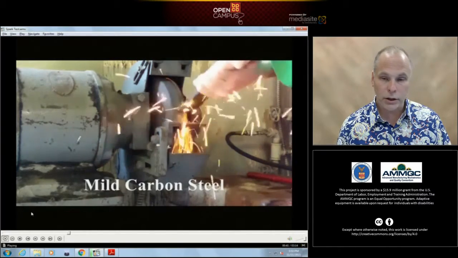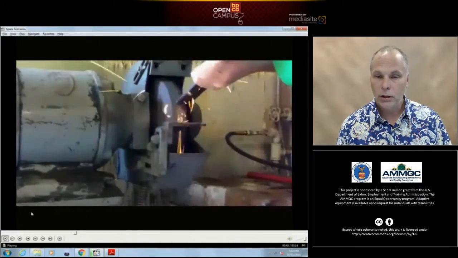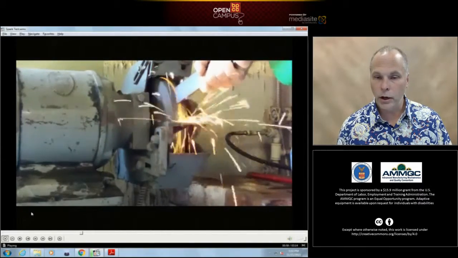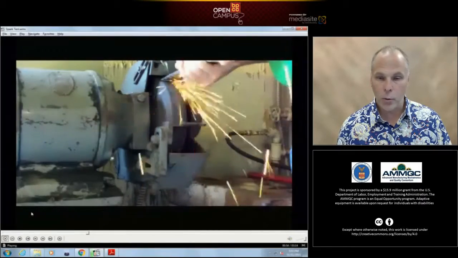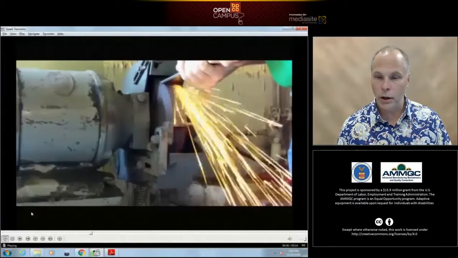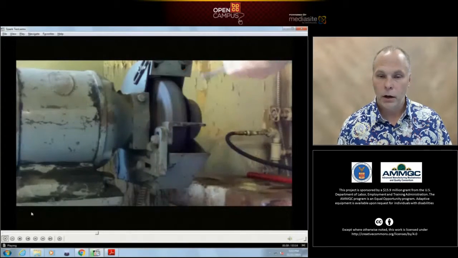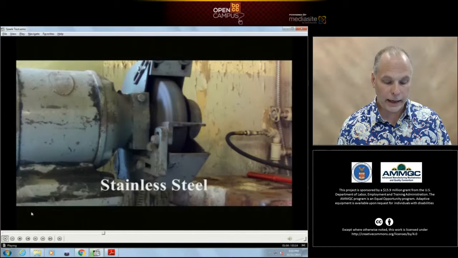Okay, here you're looking at mild carbon steel. You see the orange to yellow sparks with the white sparklers. See how far it goes off? You can see the sparklers going there. You can see the white fork sparklers at the end, right there toward the end. Nice forks.